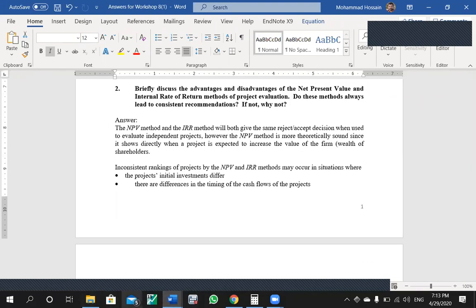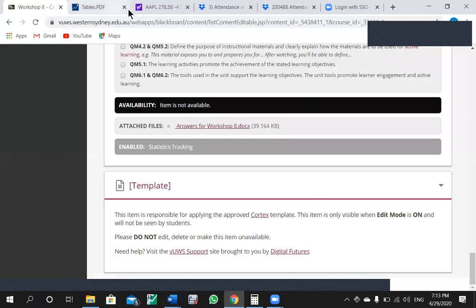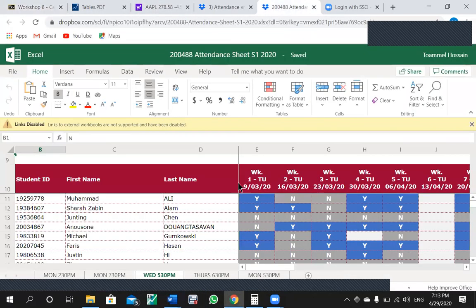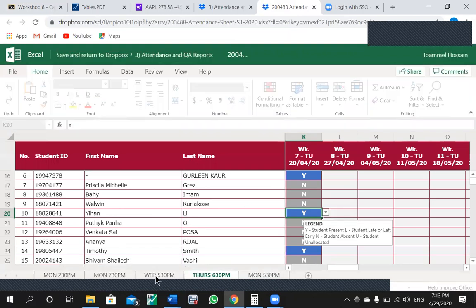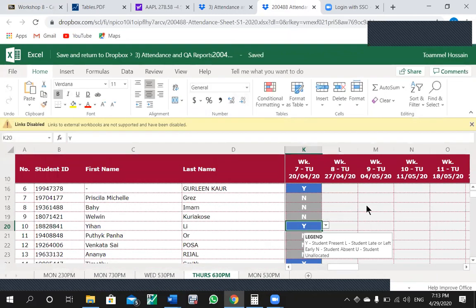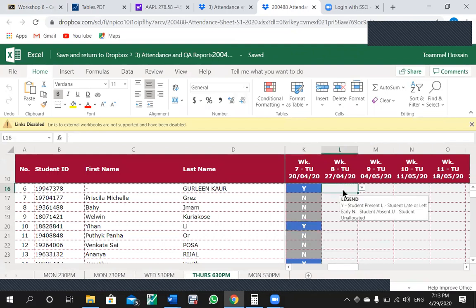Now let's do the attendance. Some of the students really want to go and they want the attendance to be done, so let's do it. This is for Wednesday class. So today is 29, actually, so 27 in here.